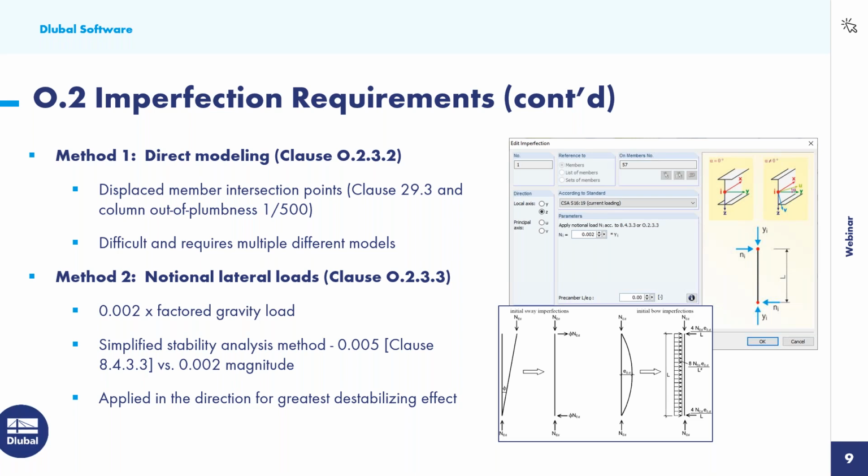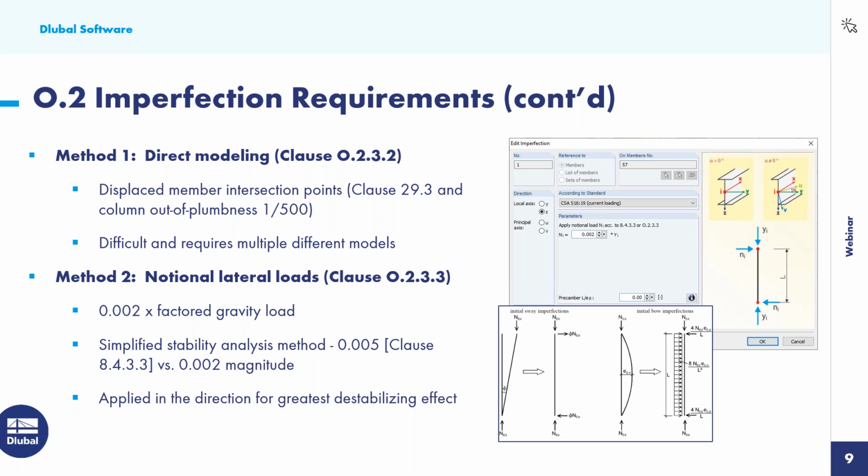But this actually becomes very difficult. The reason is that we're going to have so many different scenarios of physically displacing these intersection points to consider that worst case scenario. So we're going to have multiple different models. Essentially, we're applying 4 different displacements in 4 different directions at each story level. So each member out of straightness effect needs to be considered with the relevant out of plumbness effect of the column. So this becomes pretty time consuming.